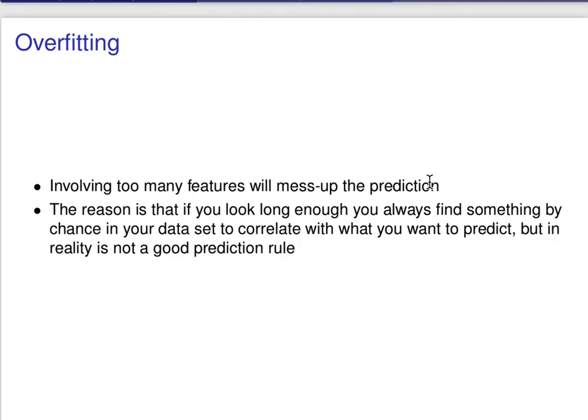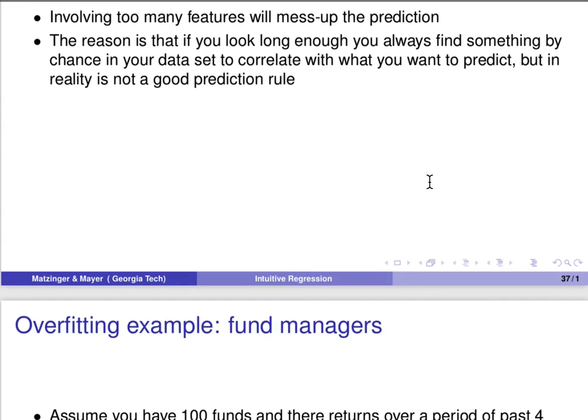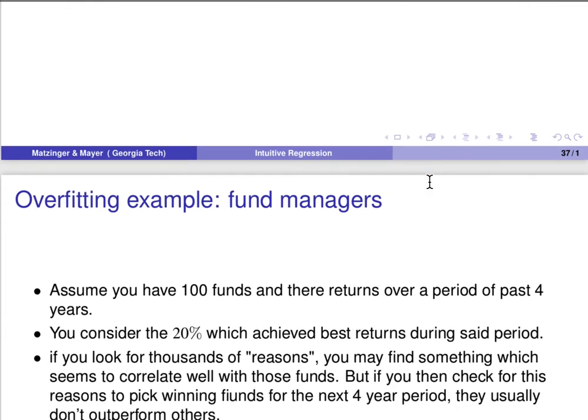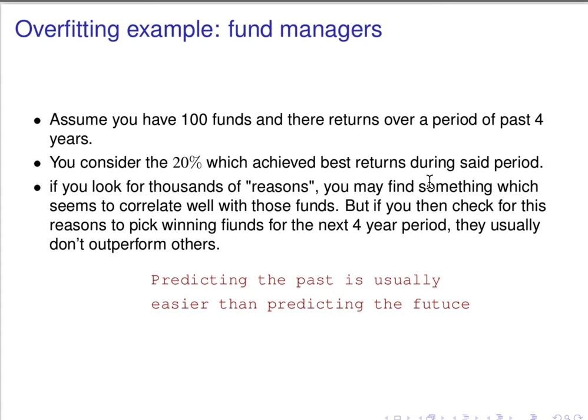So again, too many features will mess up the prediction. The reason is that when we look long enough, we always find some silly rules which seem to predict the selling price in our limited size data set. A best example is fund managers. You have a fund, and you look for those who do really well in the last couple of years, and that will be maybe 20% out of 100.